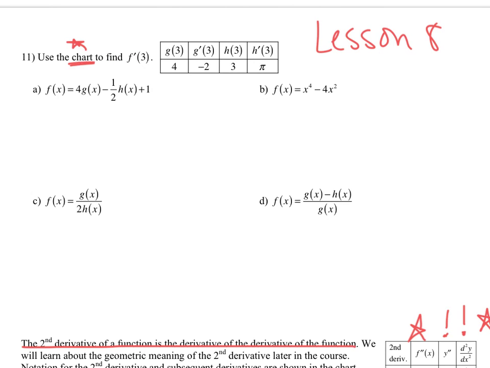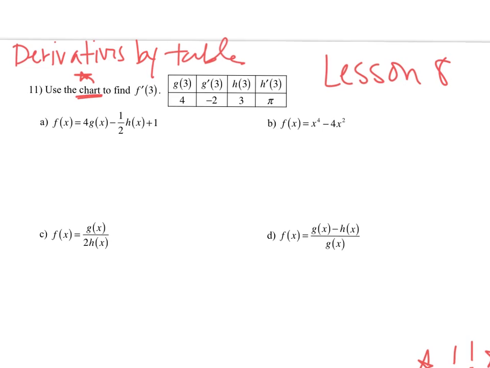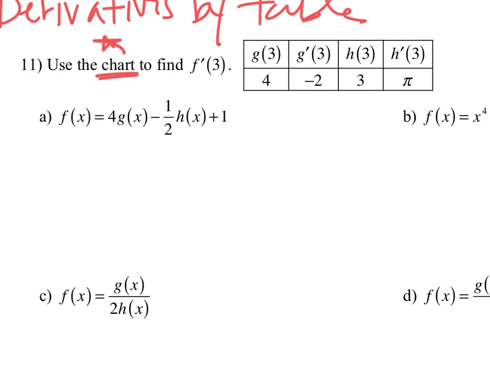So this is called derivatives by table. And it's really important to know this skill. This was actually part of the FRQs last year. One of them had a derivative by table component to it. Anyway, okay, so use the chart to find f prime of 3. All right, so here's the question. And you see kind of a lot of gobbledygook mess here.